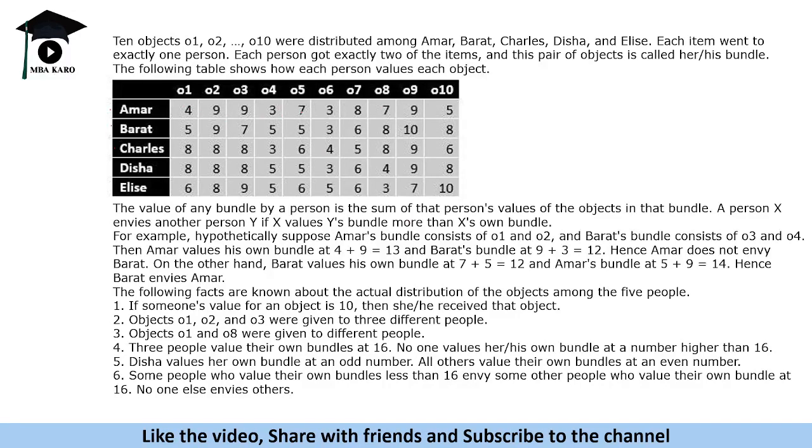Let us say A gets O5 and O6, so the total is 10. So A's bundle will be called 10. A person X envies another person Y if X values Y's bundle more than X's own bundle. Now this was a very interesting statement. A person will not understand it from this statement alone.